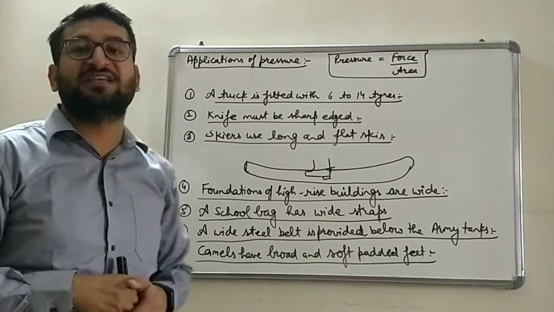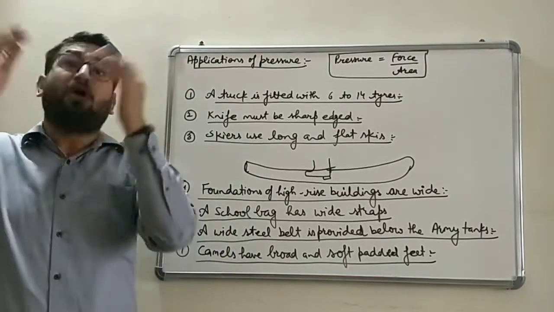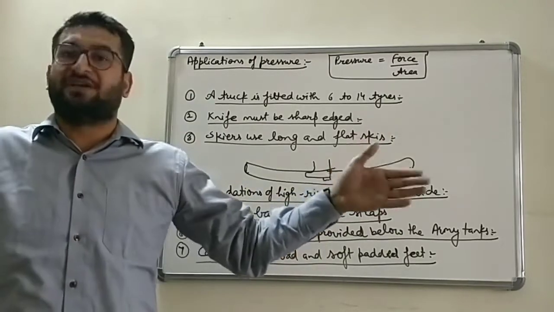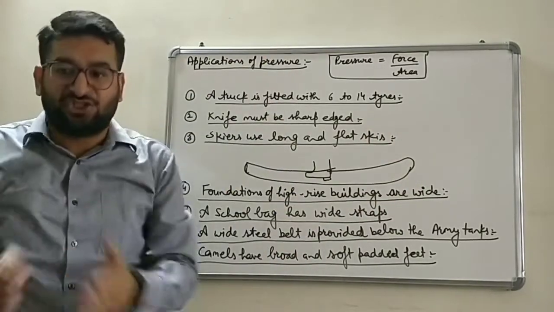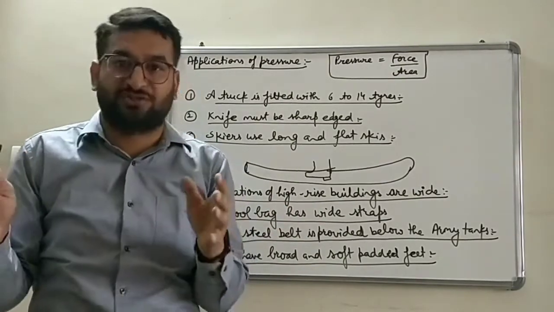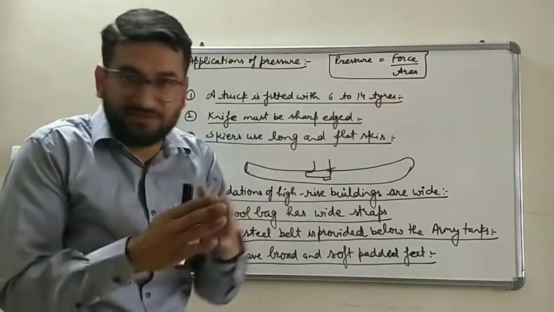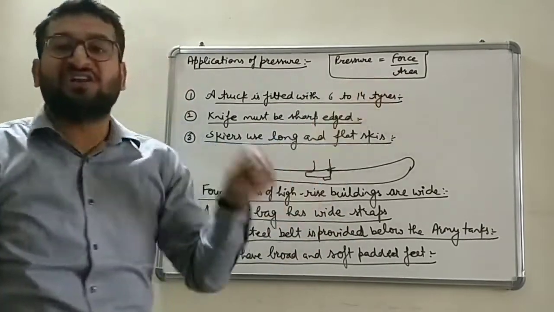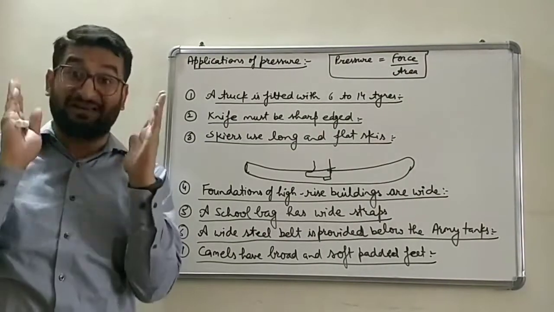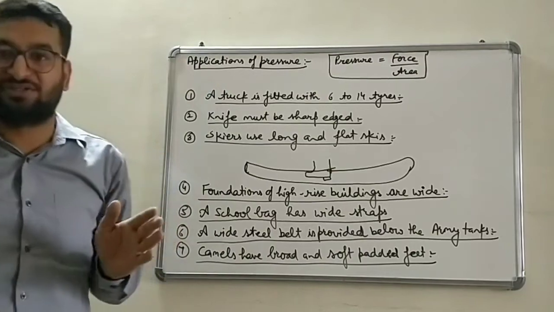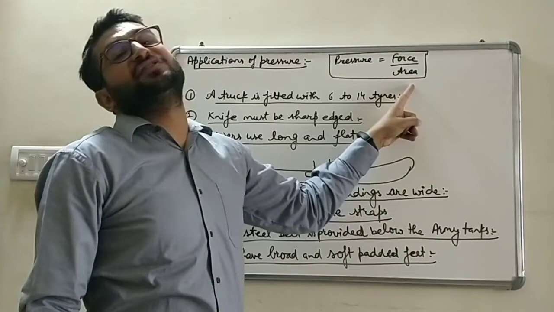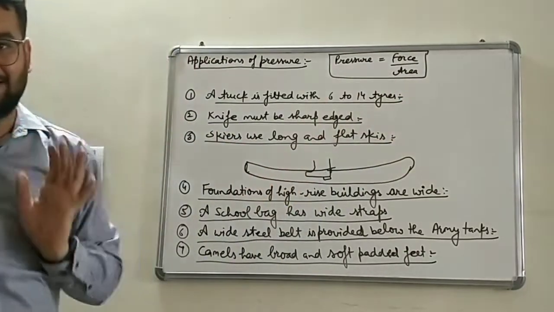Foundations of high rise buildings are wide. The tall buildings, the skyscrapers, have wide foundations. उनकी जो नींव होती है वो wide होती है. Why? Because the weight of the building is distributed over that large, wide base, wide foundation. जो weight है वो large area पर distribute हो गया. Area large है तो pressure कम है. Pressure कम है तो वो building ground में sink नहीं होती, stable रहती है. इतनी ऊंची बिल्डिंगें stable रहती हैं बच्चे because of their wide foundation. Wide foundation means more area, and if there is more area, the pressure is less.